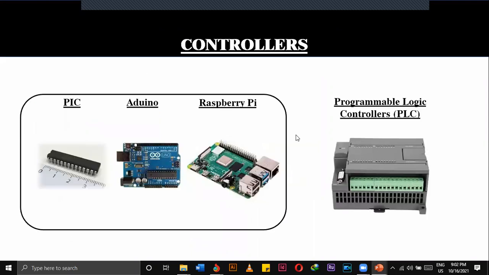Next we will discuss the controllers later. We will have different kinds of controllers, maybe Arduino. How we can wire the pins of the Arduino and the controller will be discussed in our future classes. So don't worry about those kinds of things.